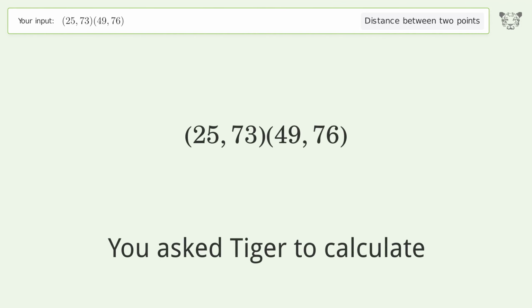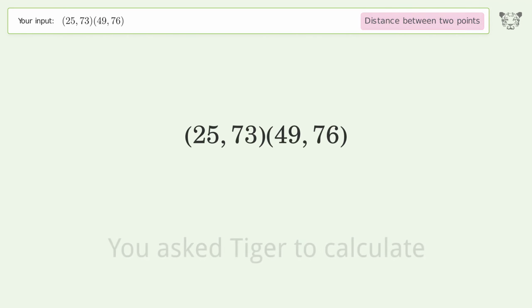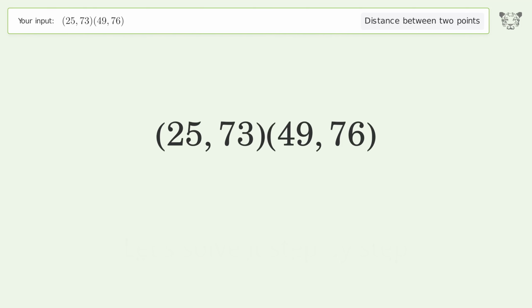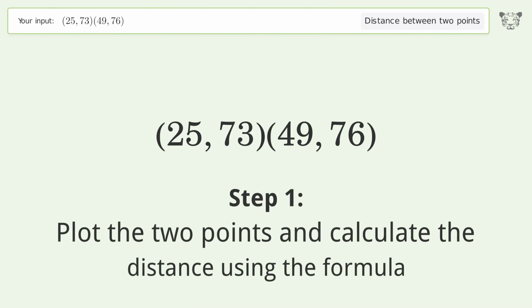You ask Tiger to calculate the distance between 2 points. The distance between the 2 points is the square root of 585, or 24.187. Let's solve it step by step. Plot the 2 points and calculate the distance using the formula.